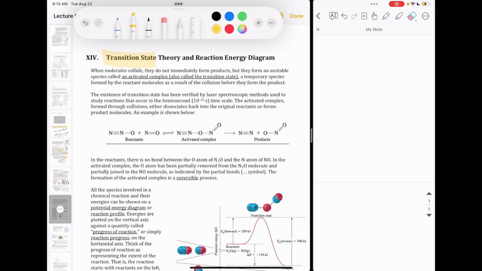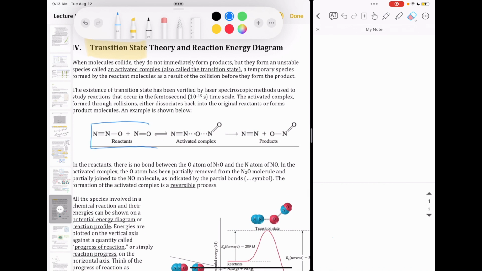So here's an example. You have a reaction between N2O and NO to form N2 and the NO2 molecule. So the transition state, or the activated complex, is the molecule where the bonds that need to be broken exist and the bonds that need to be formed also exist. So it's far from ideal for the molecule, right? Because you can't have that many bonds. Many times that would violate the octet rule for certain molecules. So its existence is not going to be tolerated for too long.